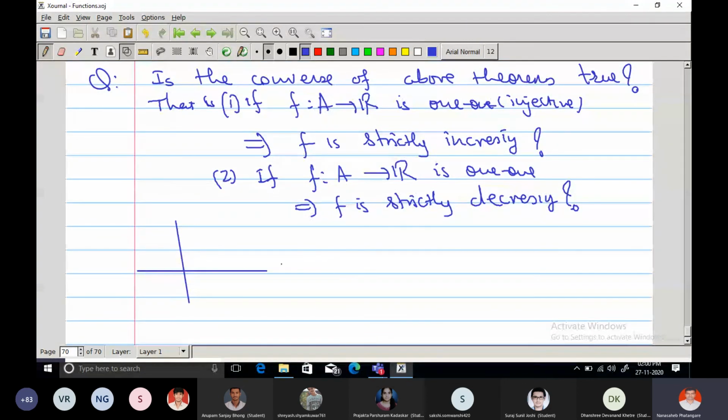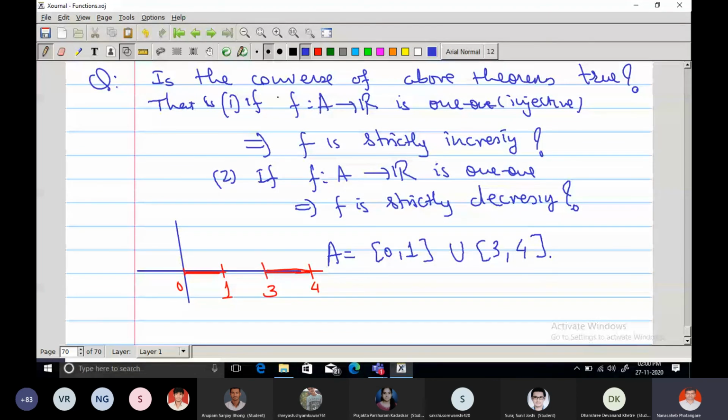Suppose my A is 0 to 1 union 3 to 4. This is my domain. Do you understand what is my domain? A is 0 to 1, this is my domain of the function, and here somewhere 3 to 4. Outside it is not in the domain. Remember this. Okay, now I will define a function so that it is 1-1.